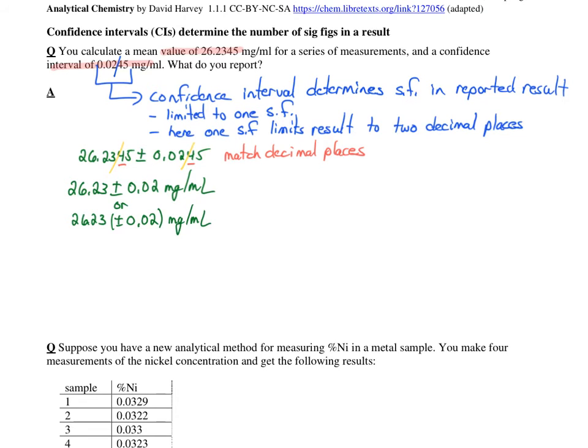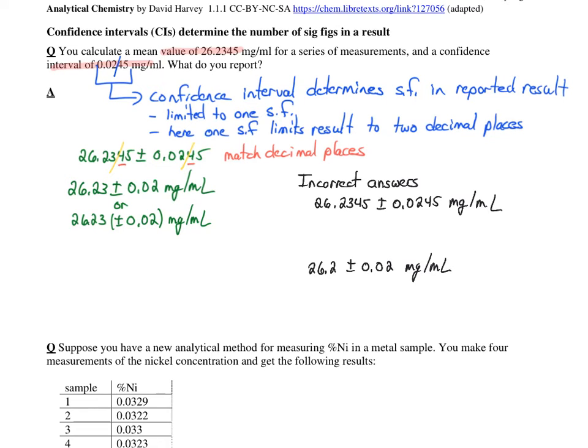Let's discuss some incorrect responses and why they're incorrect. In this first case, there are too many decimal places. This is the last known decimal place, and it's not reasonable to report beyond the last known decimal place. In this second case, we're not matching decimal places. This answer should be to the 2 decimal places.